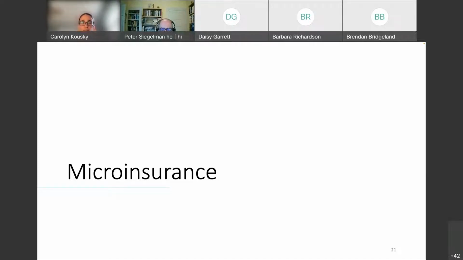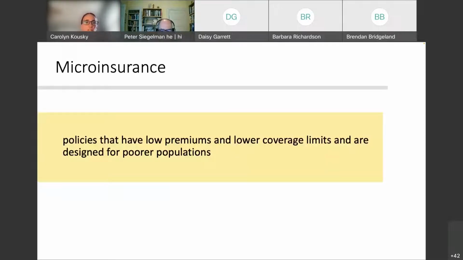Microinsurance was really sort of the start of inclusive insurance. And I'm sure many of you are familiar. There's been lots of pilots rolled out across sort of developing and emerging economies across the world. So microinsurance tends to be defined as policies that have lower premiums and also lower coverage limits and are designed for poorer populations. So there's been all this implementation of microinsurance globally.